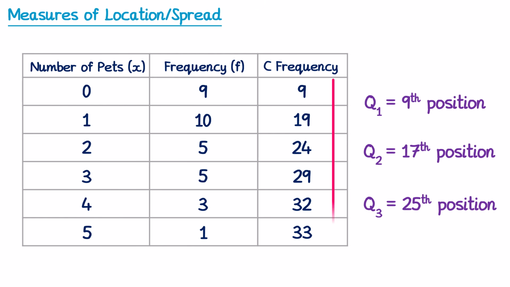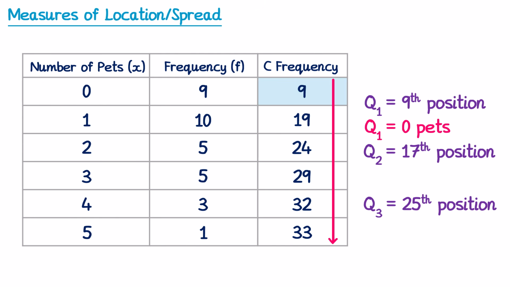Now we just look down this cumulative frequency column until we find each of the positions for our measures. So we're first of all looking for the 9th position, and if we go down the first group, we actually hit the 9th number, which means the lower quartile must be in this group. We then look across and see this corresponds to 0 pets. So the lower quartile for the number of pets will be 0 pets.